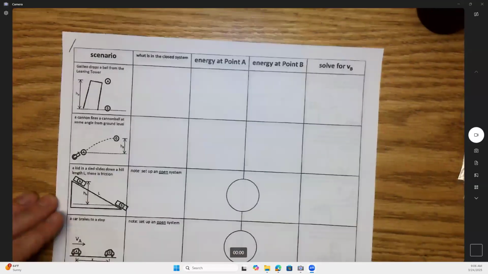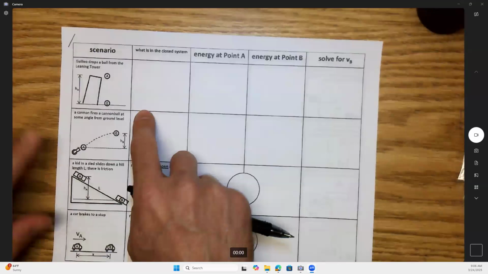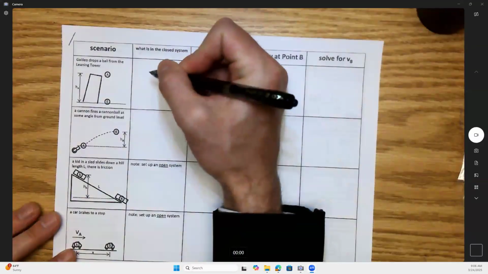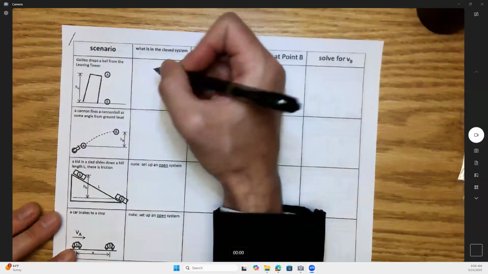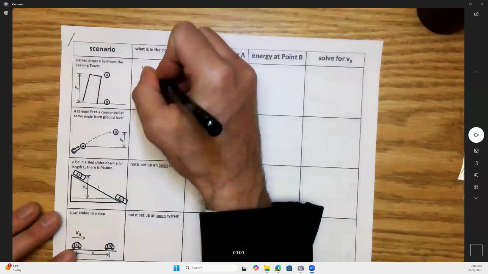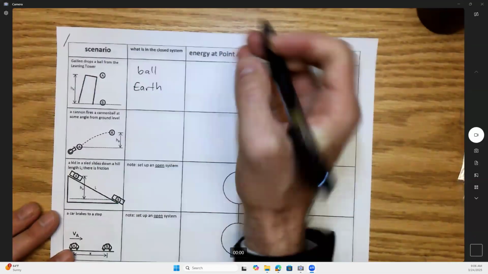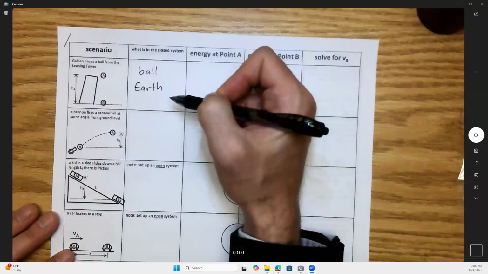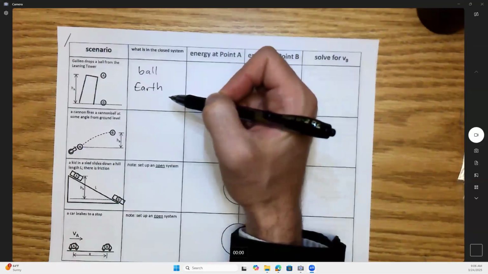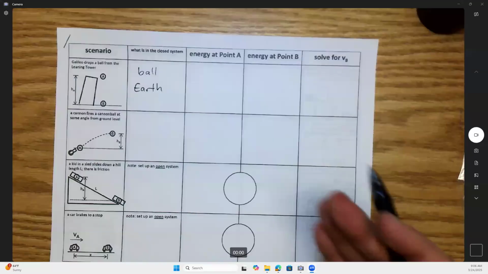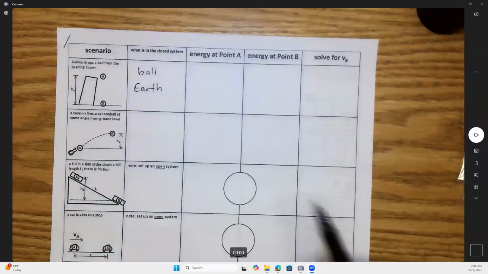And so first scenario, Galileo drops the ball from the Leaning Tower. So guys, tell me what's probably going to be in the closed system. The ball and the Earth. Yeah, there you go. Because if you did not include the Earth, then wouldn't Earth's gravitational force on the ball be an external force? That would no longer be a closed system. That would be an open system. So if you want to make it a closed system, you have to include the Earth. And that goes hand in hand with you're allowed to consider gravitational potential energy.